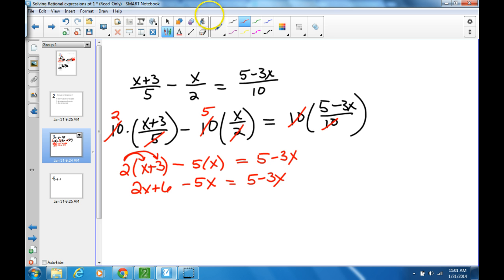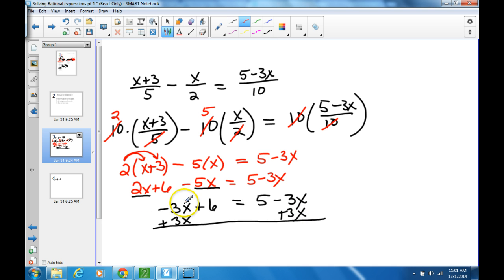Okay, so I can put like terms together. This is a like term with this, right? So what's 2x minus 5x? Negative 3x plus 6. And then on this side I have 5 minus 3x. Okay, then add 3x to both sides. And look at that, my x's actually all disappear, right? See, this goes away and this goes away. So I have 6 equals 5. That's not true, is it? So that means we have no solutions.